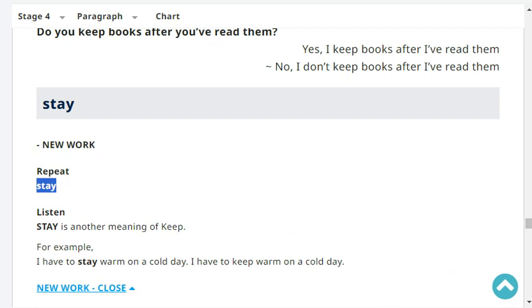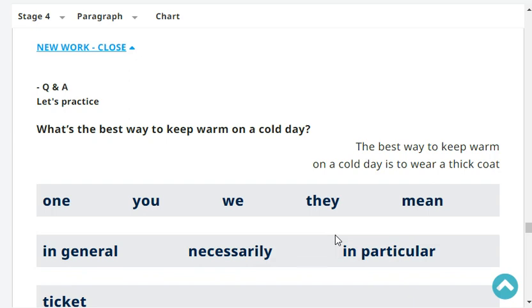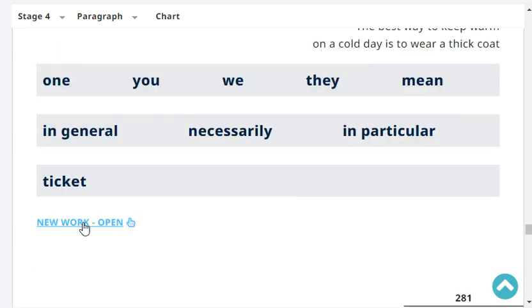Okay, listen. Another meaning of the word keep is stay. For example, I have to keep warm on a cold day. Or in general, we can say I have to stay warm on a cold day. Let's practice. What's the best way to keep warm on a cold day? The best way to keep warm on a cold day is to wear a thick coat. Very good.